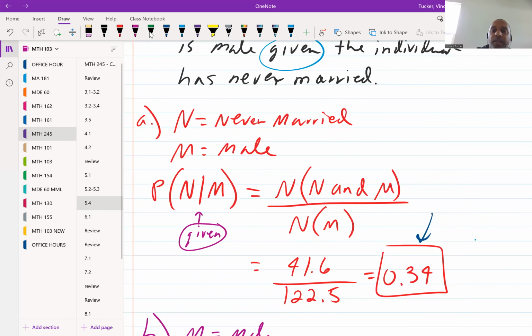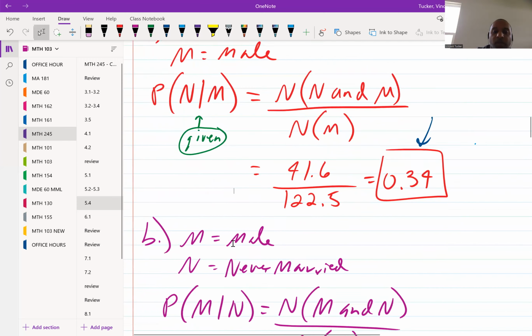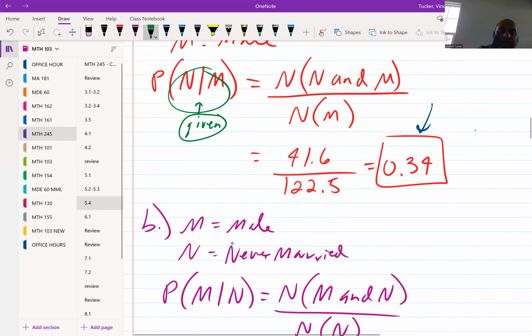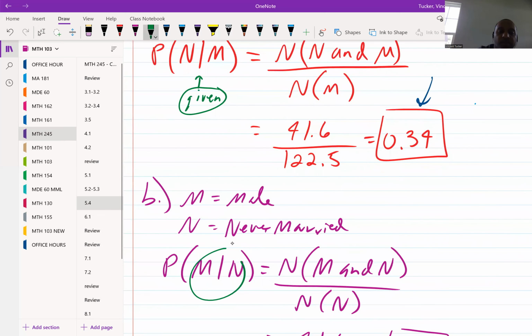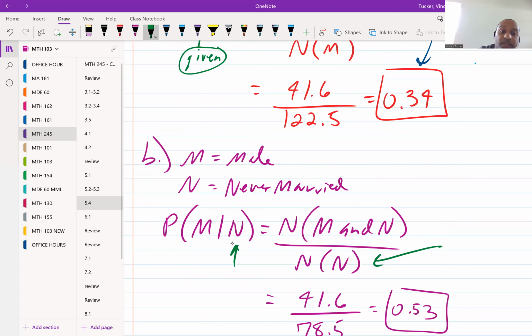All right, any problems with that? All right. So the next one is very similar, it's just that they flipped the order. So before it was never married, given that the person's male. This time is person's male, given that the person was never married. So once again, this top number stays the same because male and never married, or never married and male are the same thing. But then our bottom number is going to be different because this event is second.